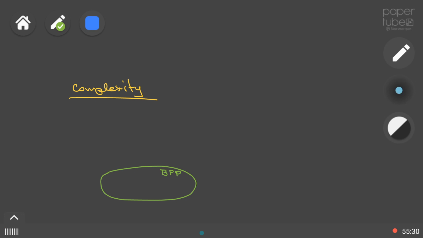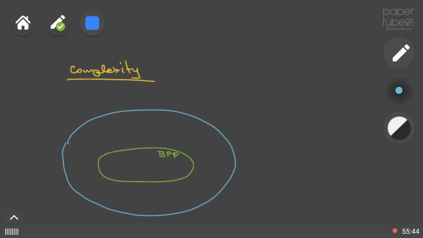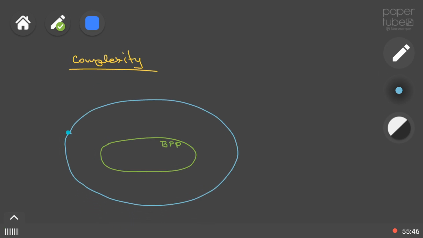Now there's this larger class of problems that a classical computer can verify but not solve. And this class is called NP. So these are the problems that can be verified but not necessarily solved. A good candidate here is factoring.